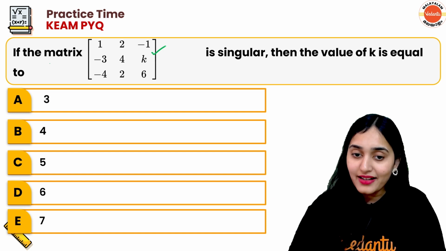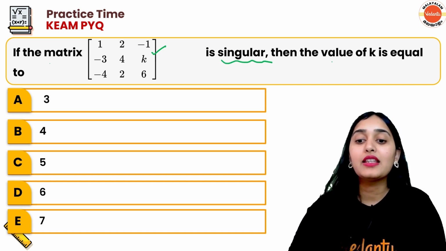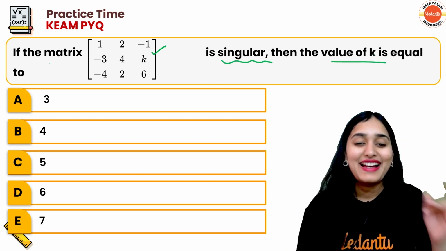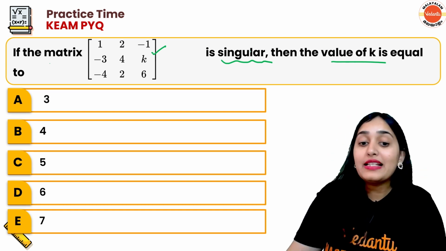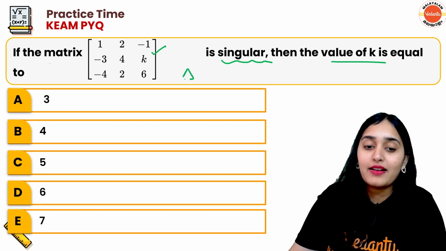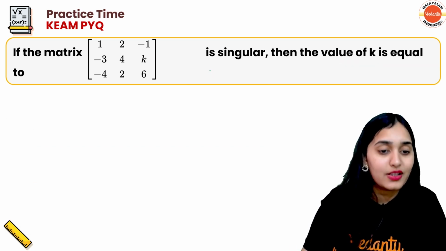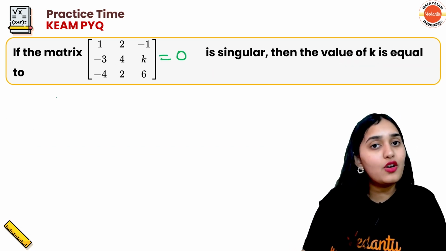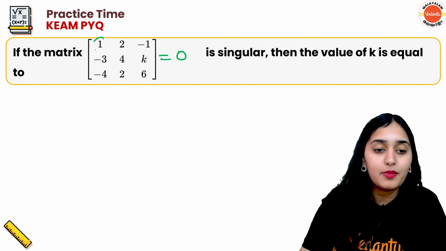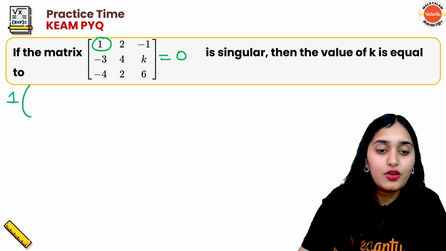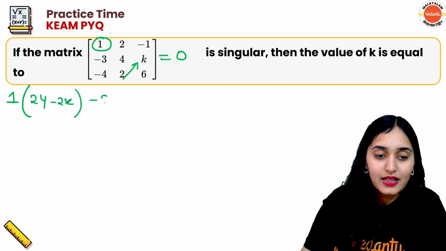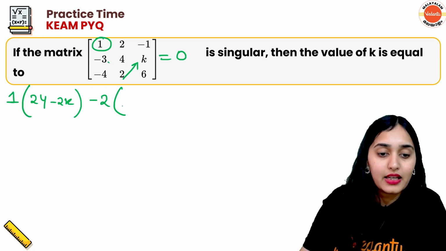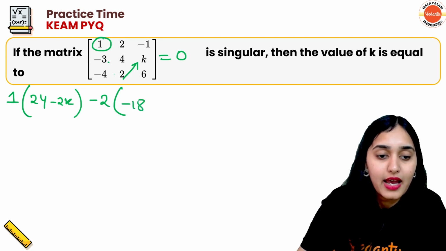If this matrix is singular, then what is the value of K? So, how do we find out the value of K? So, what is a singular matrix? Singular matrix is determinant should be 0. So, determinant is 0. Let's find out determinant. So, determinant will be 1 into 6 4s are 24, 2 into K, 2K, minus 2 into 6 3s are 18 and 4k.